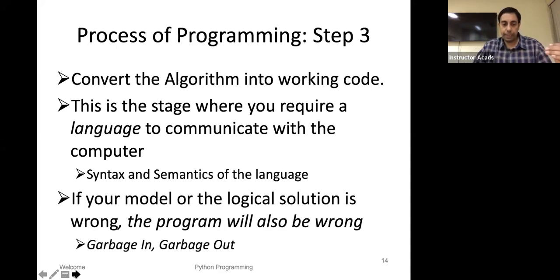And if at any phase, like in the phase of making the problem precise, or in the phase of creating the logical solution, or in the phase of translating the logical solution into code, there is an error in any of these phases, the solution will be wrong. The program will be wrong. So this is often called garbage in, garbage out. If your model is wrong, or if your logical algorithm is wrong, and you code it up precisely, because your logical algorithm is wrong, the program will also be wrong. Okay, so this is roughly the idea of the process of programming.